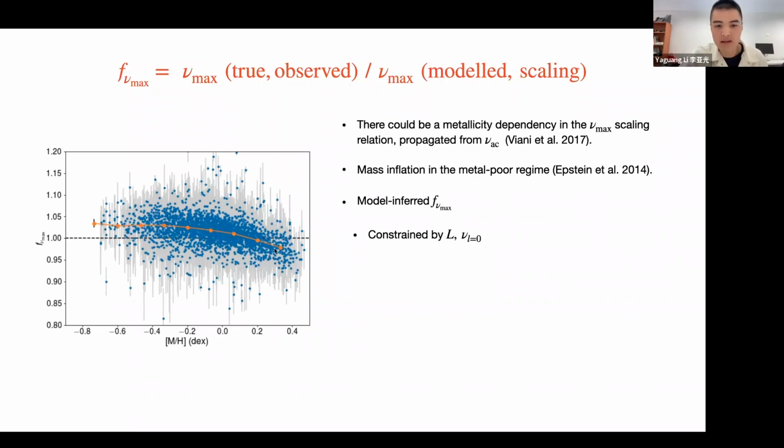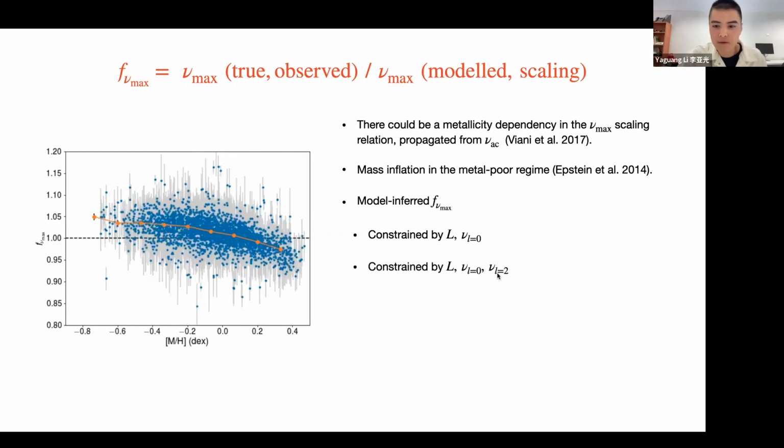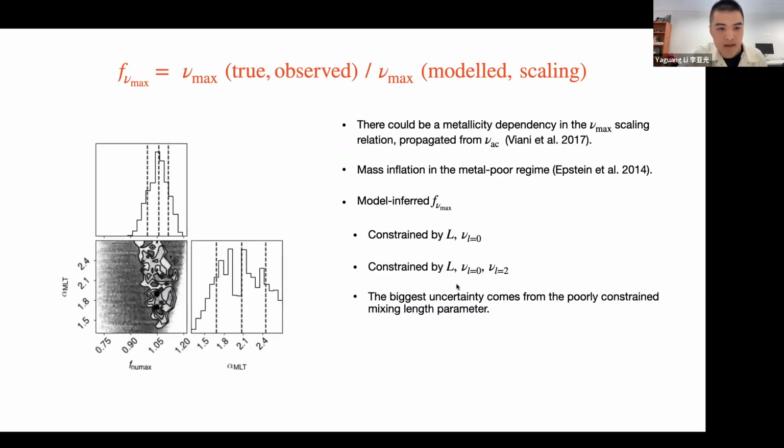Now you can see a really nice dependency of F nu max on metallicity. If you add on the quadrupole modes, the scatter tightens up a little bit. However, we noticed that the biggest uncertainty from this exercise actually comes from the poorly constrained mixing length parameter. If you just pick one star and plot the distribution of alpha mixing length and F nu max, we can clearly see a very strong correlation. If I change the mixing length parameter a little bit, then we can shift this F nu max value by a large amount.